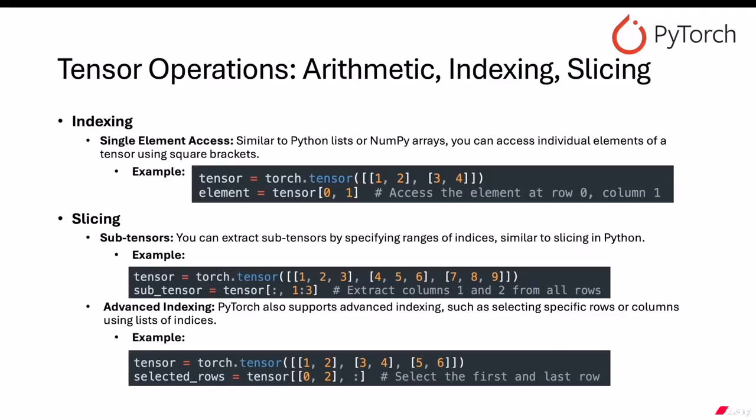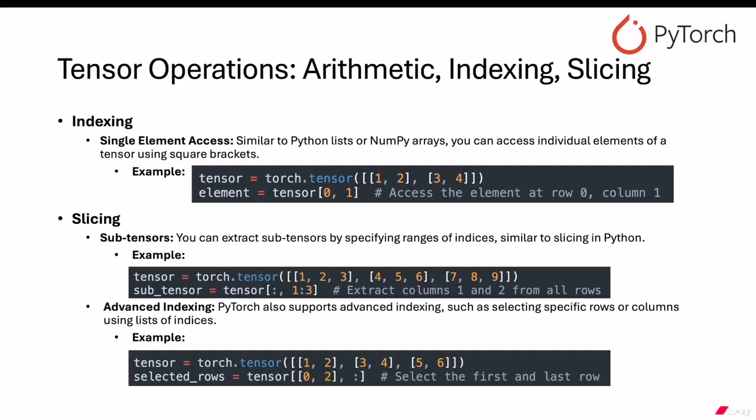Slicing. Subtensors. You can extract subtensors by specifying ranges of indices, similar to slicing in Python. So if you have a tensor torch.tensor([[1, 2, 3], [4, 5, 6], [7, 8, 9]]), three different lists, subtensor = tensor[:, 1:3], which extracts columns 1 and 2 from all rows.